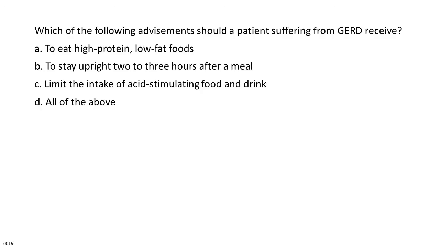Which of the following advisements should a patient suffering from GERD receive? A. To eat high-protein, low-fat foods. B. To stay upright 2 to 3 hours after a meal. C. Limit the intake of acid-stimulating food and drink. D. All of the above.